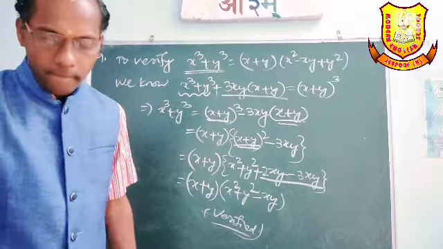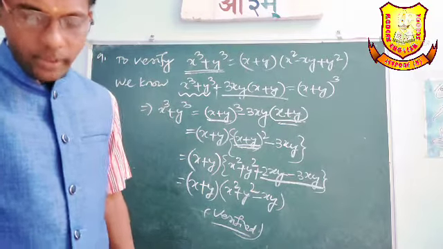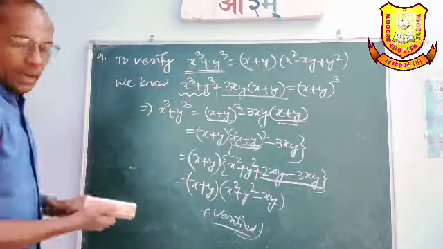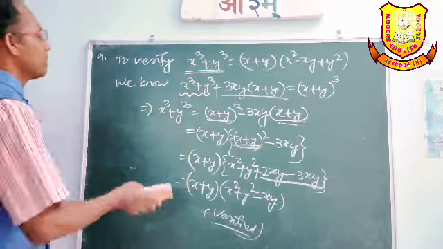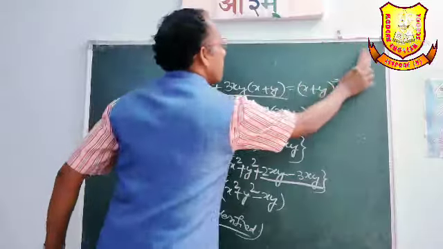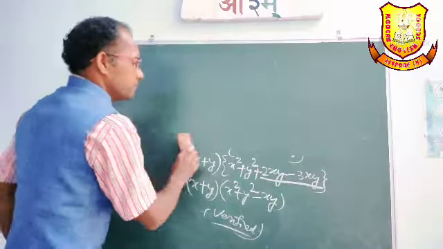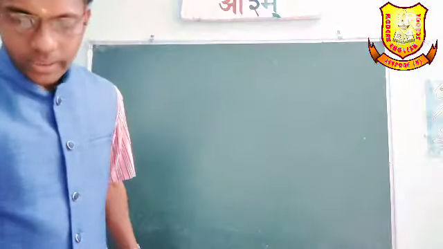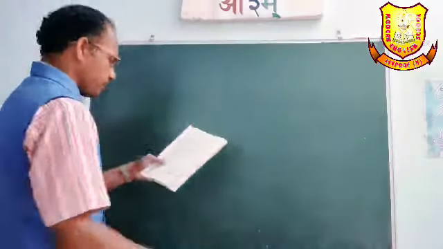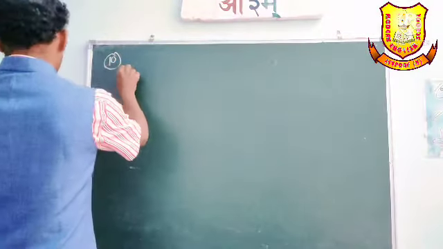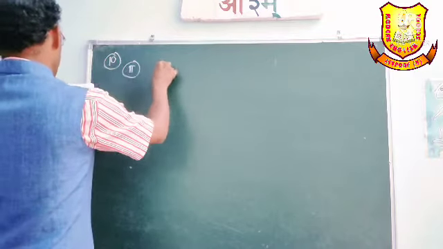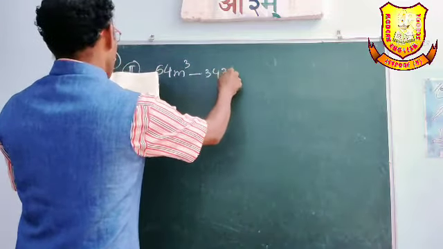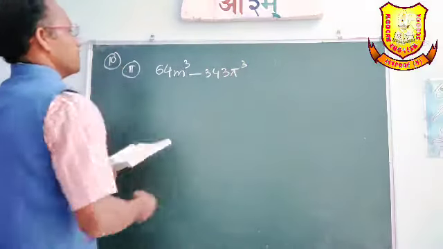Now, after question number 9, question number 10, an application of this one. The second part I am doing: 64 n cube minus 343 pi cube.